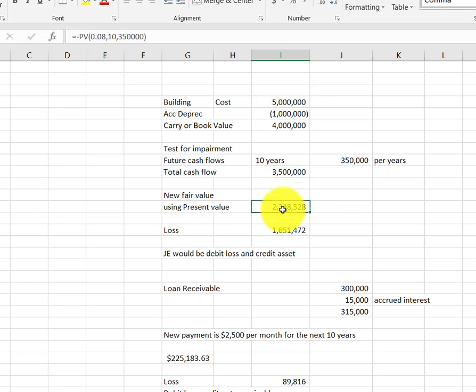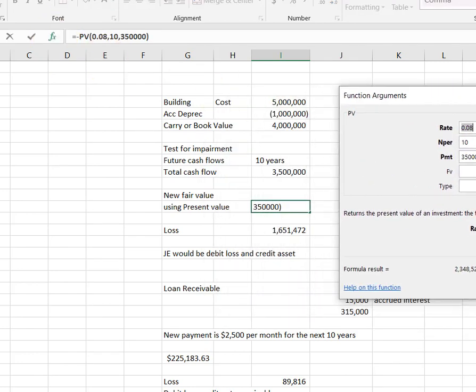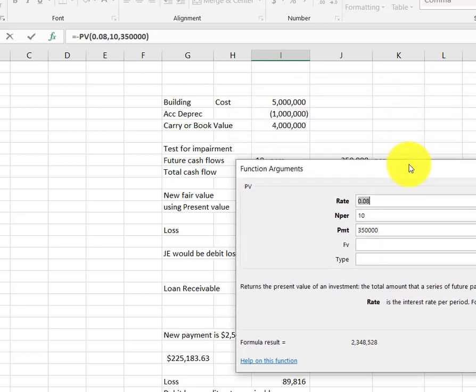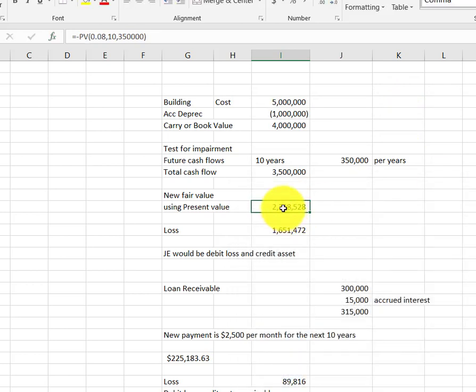Now that we determine impairment, we cannot use that $3.5 million. Our impairment loss is not $500,000, the difference between these two. Now we go back to the future cash flows, and we apply the present value using the rate that would be given a normal interest rate for the company. I'm going to say that it was 8% in this example for 10 years at $350,000 per payment each year. Okay? That's going to give us a present value of $2.3 million.